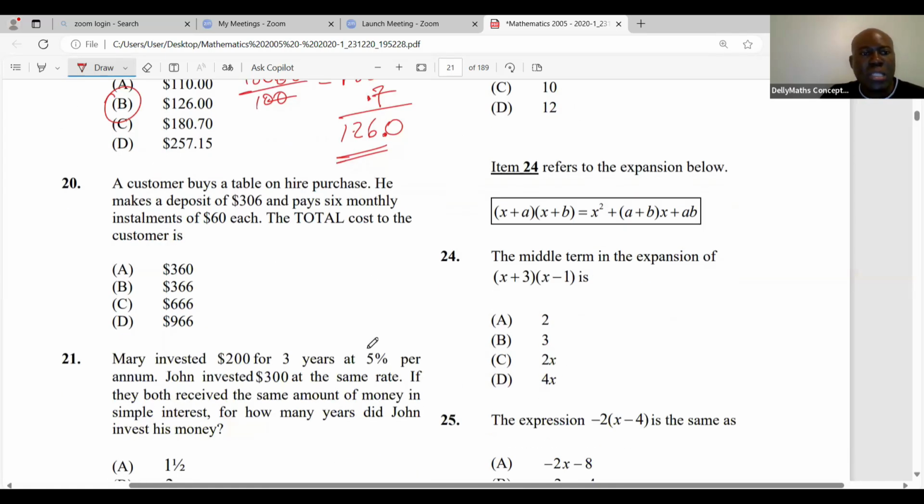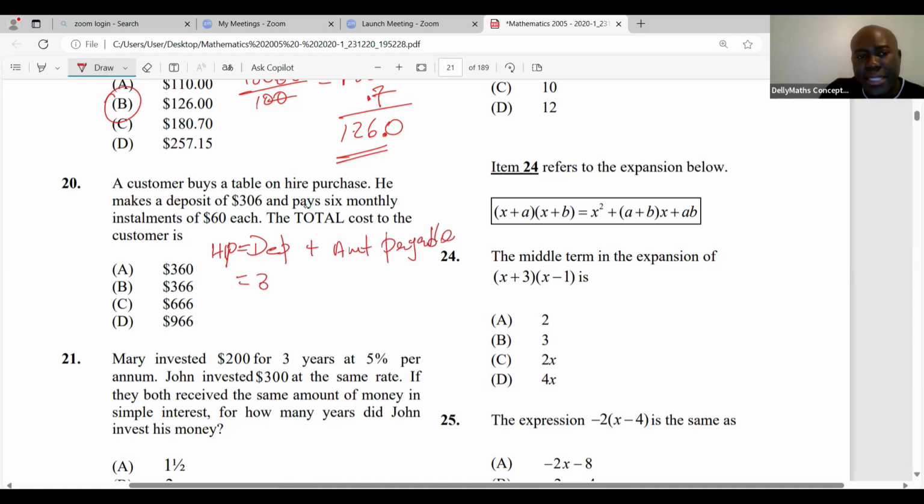Number 20, a customer bought a table on hire purchase. He makes a deposit of 306 and pays 6 monthly installments of $60. The total cost to the customer is what? Let's read it. The customer bought the table on hire purchase, right? So there's a deposit. Remember that hire purchase is simply equal to your deposit, which is that down payment, plus your amount that we say amount payable, which is the ones that you come back and pay after.